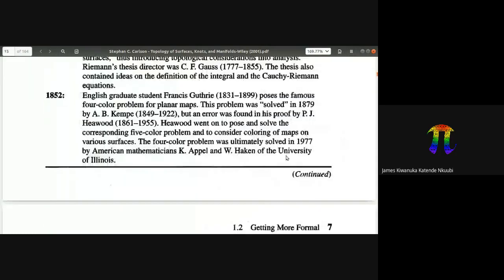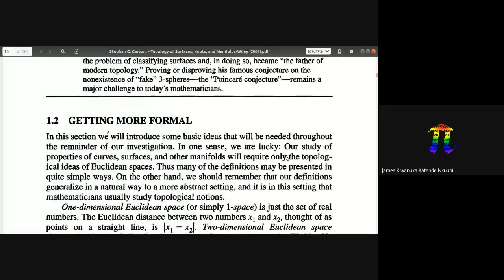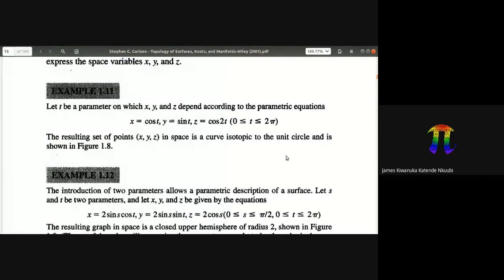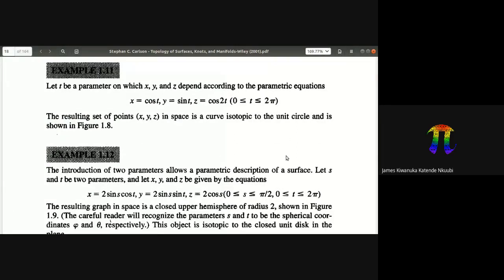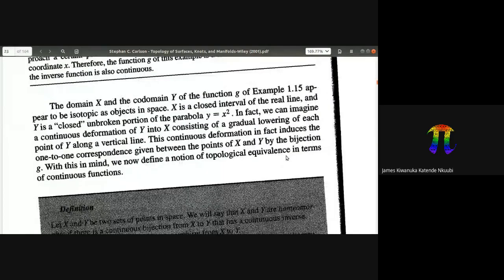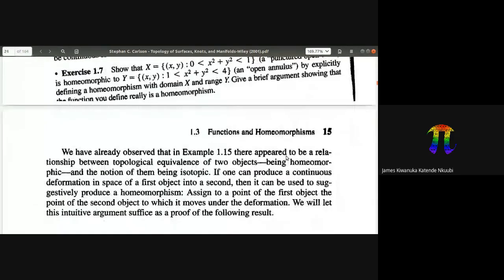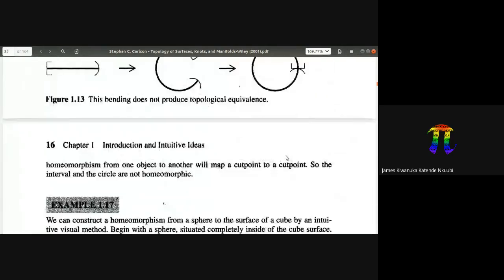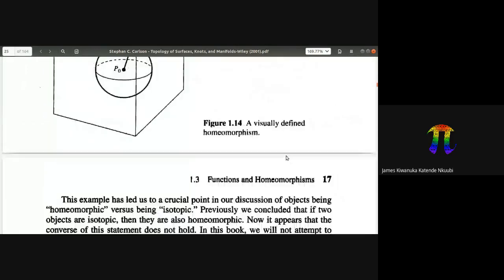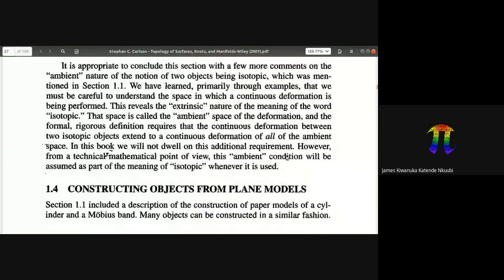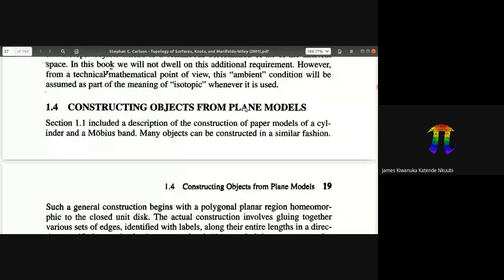We did this in class, so what we haven't done is... we did this as well. So what is left for you to do, and also some of the stuff we have already done, is in this book. So if it didn't make sense, you can read it in more detail in the book. Yeah, this is the section: constructing objects from plane models.